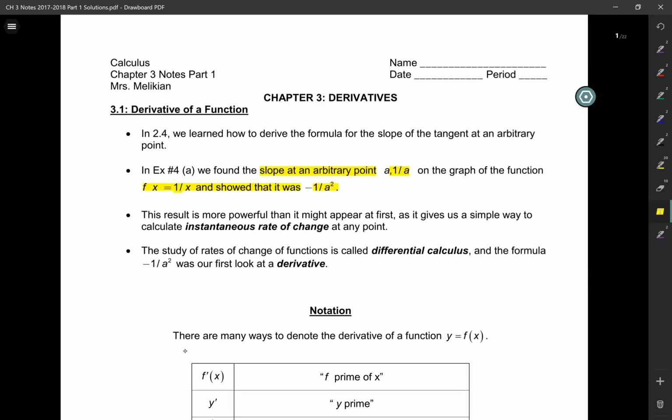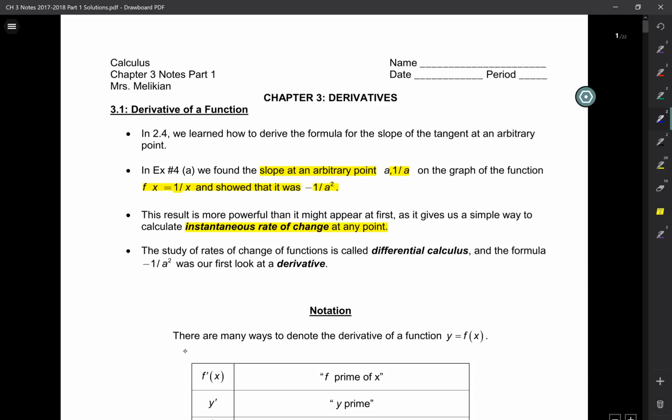How did we do that? We did it using the formula, and then we said it's the limit as h approaches 0. So when we find the limit as h approaches 0, we have the slope of the tangent line at that point. And what we also have is the instantaneous rate of change at that point.